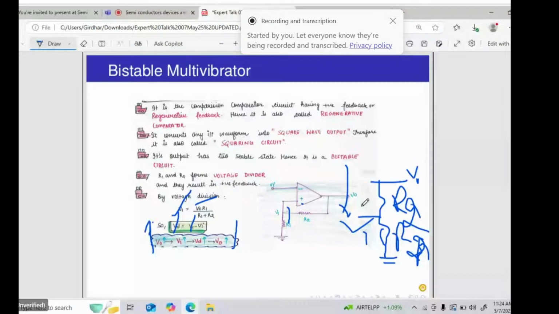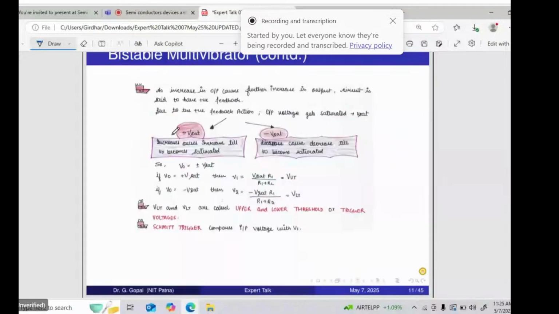So I have written here the relationship for V1. You have to remember this in your mind. V1 is V naught times R1 divided by R1 plus R2. Here V naught attains two values, plus V sat and minus V sat. Depending upon this value, we define two points here. If V naught is plus V sat, we define it as the upper trigger point. If V naught is minus V sat, then we define the lower trigger point. Or you can say upper threshold voltage and lower threshold voltage.